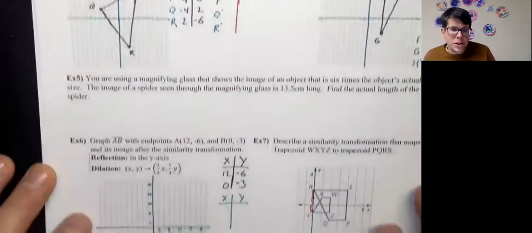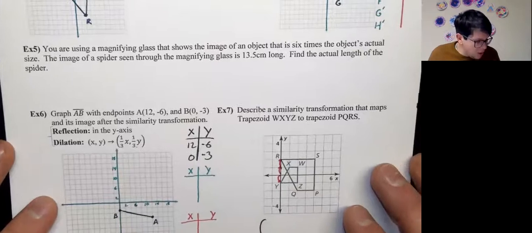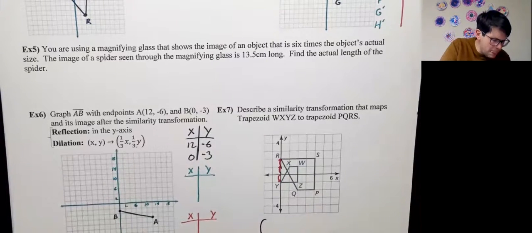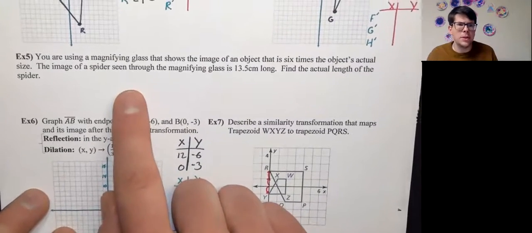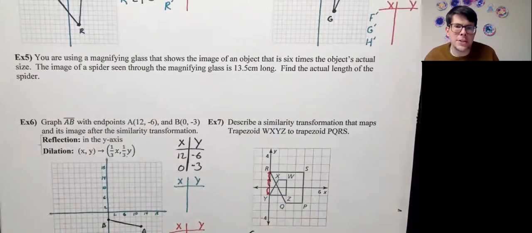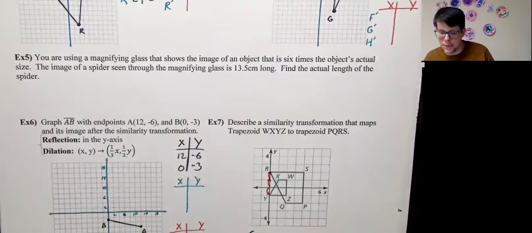All right, next one that I want you to try out right here is example number 5. So see if you can give this one a try. This is a story problem. It says you are using a magnifying glass that shows the image of an object that is 6 times the object's actual size. The image of a spider seen through a magnifying glass is 13.5 centimeters. Find the actual length of the spider. So once again, we're going to be working backwards on this one. Give it a shot.